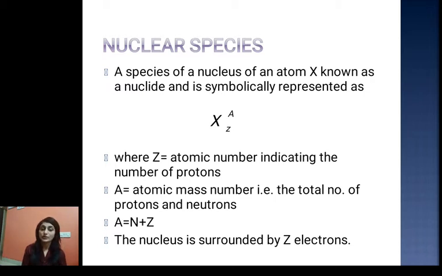Let's talk about nuclear species. A species of nucleus of an atom X is known as a nuclide and is symbolically represented as X with Z and A. Here Z represents the atomic number, which is the same as the total number of protons in that atom. And A is the atomic mass number, that is the total number of protons and neutrons, or in other words the number of nucleons. So the atomic mass number is the sum of the number of neutrons and the number of protons. The nucleus is surrounded by Z electrons.